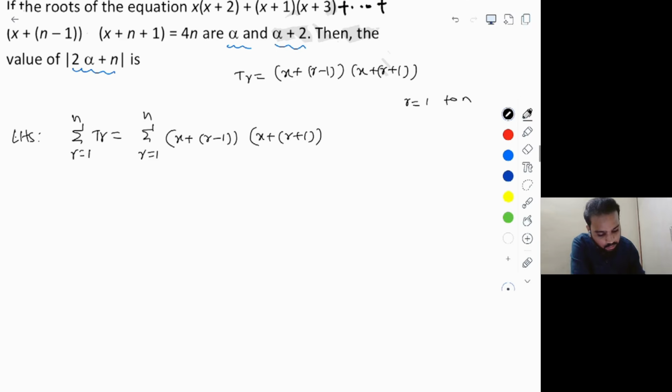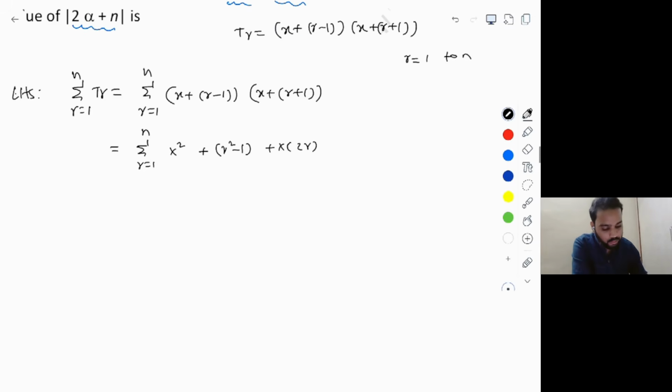Now let's try to expand first of all the left hand side, then we'll try to equate it to the right hand side in the given question. So sigma r = 1 to n. If you expand properly, this is going to be x squared, and then the constant terms are clearly r squared minus 1, because (r + 1) into (r - 1). And then in the remaining x terms, if you take common, x into (r + 1), x into (r - 1), if you add them, it will be x into 2r.